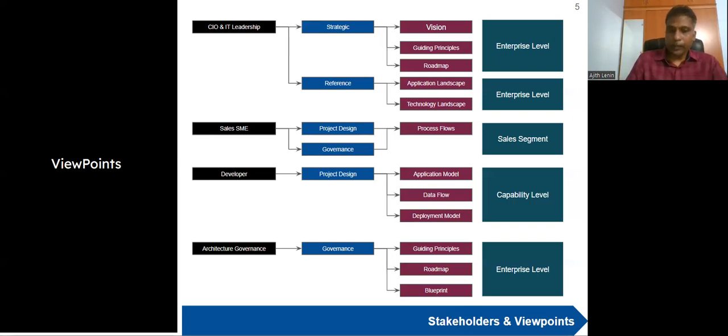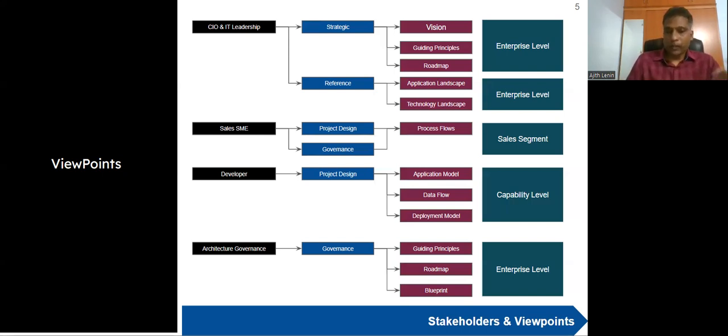And if you look at a developer stakeholder, their primary purpose would be the project design. So when a project comes to them, how do they come up with a design, or let's say what changes need to be implemented for that project? They may be looking at application models, data flows, or a deployment model, whatever it could be, that helps them make those decisions. So that's at a typical capability level. When we look at an application, it's always at a certain capability, it could be a business capability or an IT capability. So that defines the depth at which they are looking.